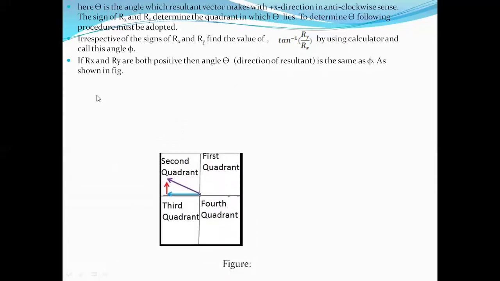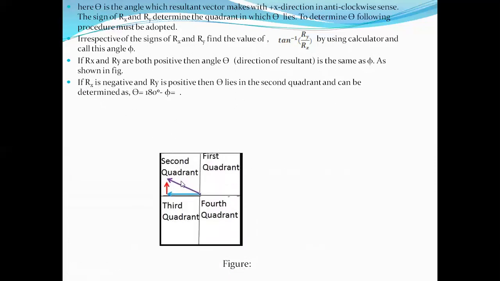Similarly, in the second quadrant, if Rx is negative, that means there is a negative x-axis, and Ry is positive, that means y component is still positive because it is above the 0 point, it lies in the second quadrant and can be determined as theta is equal to 180 minus phi. Why is it called 180? Because the line over here starts from 0 and goes to 90 and then 180. It will be equal to 180 minus tan inverse Ry over Rx. That means it is in the second quadrant.